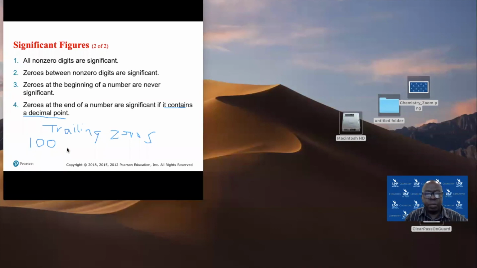If it contains that place of decimal, so this one has one significant figure. But if I have a number such as 1, 0, 0, and then another 0, and then I have a place of decimal here, then the zeros do count now as significant digits. So I count 1, 2, 3, 4. This has four significant figures, four significant digits. So you need to know these rules.